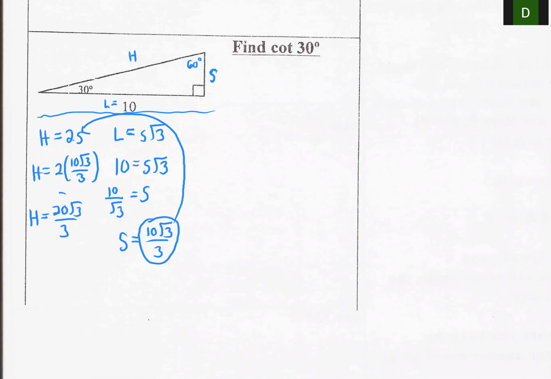So now that I know all 3 sides, I can find cotangent of 30. You know what? I didn't even need my hypotenuse, because cotangent is the reciprocal of tangent. Tangent doesn't use the hypotenuse. It's opposite over adjacent. So I just found the hypotenuse for fun, but that's okay. So to find cotangent of 30, it's going to be adjacent over opposite. This is the reciprocal of tangent.